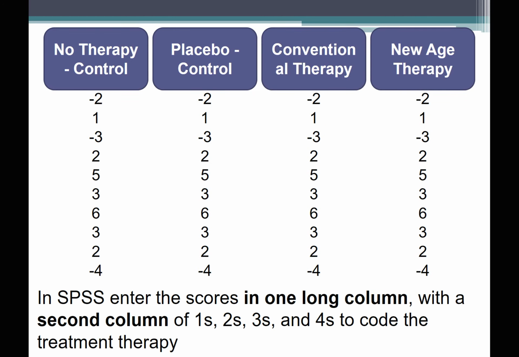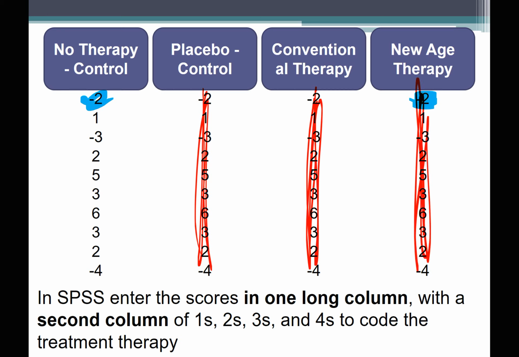So here are our scores. We have the scores for the no therapy control group, for the placebo control group, the conventional therapy group, and the new age therapy group. And again, notice when there's a negative score, that means that their mobility has gone down. Oh, actually, now that I'm looking at these, I see that when I copied and pasted them, I didn't actually update the numbers, but trust that in the SPSS file that I used to do the outcomes for this example, I did change the numbers.